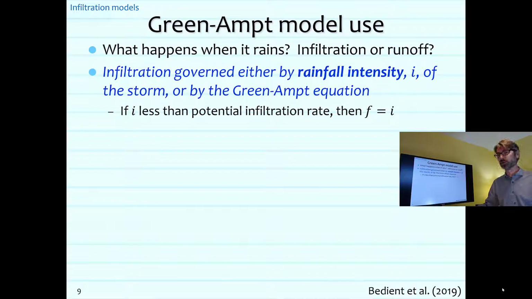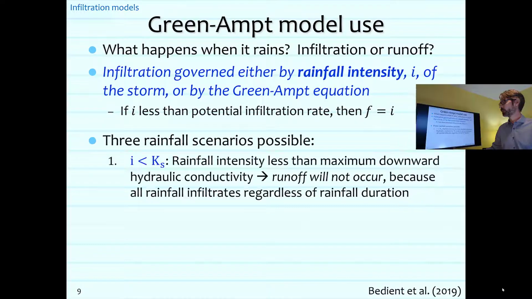How do we use the model then? In other words, what happens when it rains? Do we get infiltration, or do we get runoff, or do we possibly get both? It's important to note first that infiltration is governed by one of 2 things. It's either governed by the rainfall intensity, I, of the storm, or it's governed by the Green and Ampt equation. If the rainfall intensity I is less than the potential infiltration rate, then f is equal to I. In other words, whatever falls as rain infiltrates into the soil.